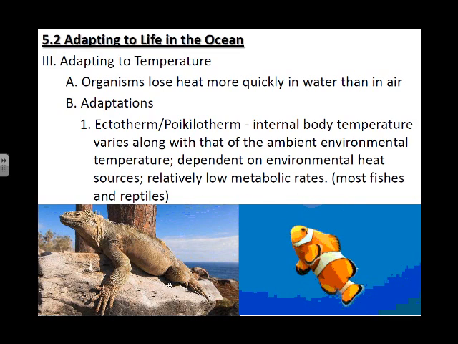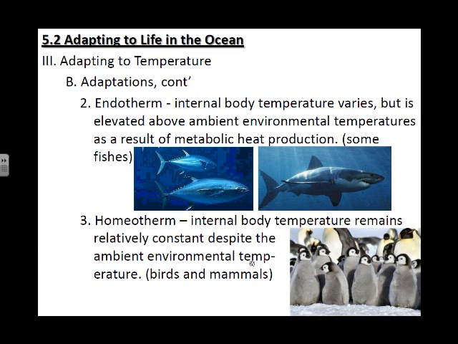So reptiles do this. You can see this reptile here is basking on a rock in the sun to warm its body temperature. Marine fish, like this guy, will tend to live in warm tropical areas where the water's warmer and their blood and body temperature can be a little bit warmer too. So again, they're dependent on the environment as a heat source.